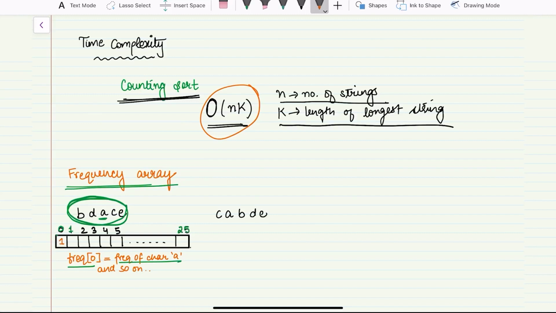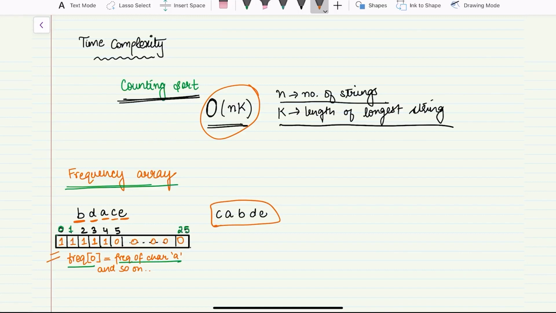Then basically we will be iterating over the string. So let's do that. Here b is there and the frequency of b is nothing but 1. So at index 1 we will put 1. Now d is nothing but only 1, so let's put 1 at index 3. Then a is there, so let's put 1 at index 0. Then c is there, so let's put 1 at index 2, and e is there, so let's put 1 at index 4. Initially all will be initialized to 0. So here's how we have built this frequency array, and likewise we can do it for this string as well.